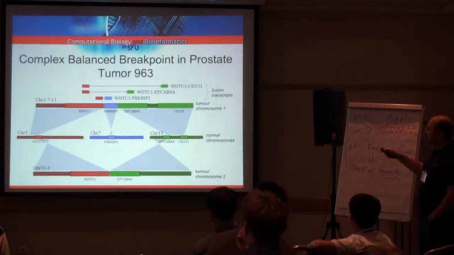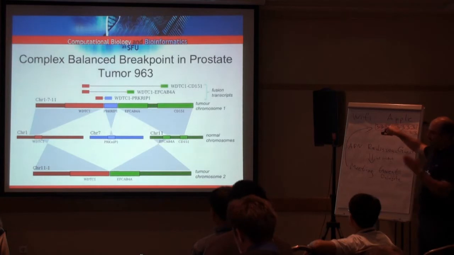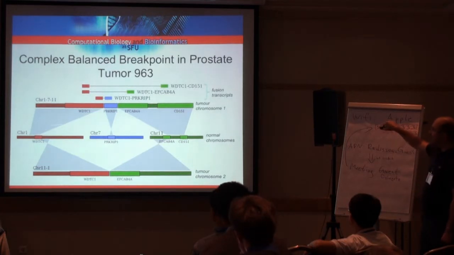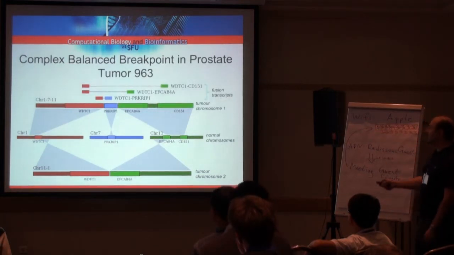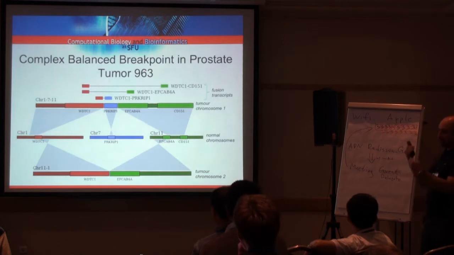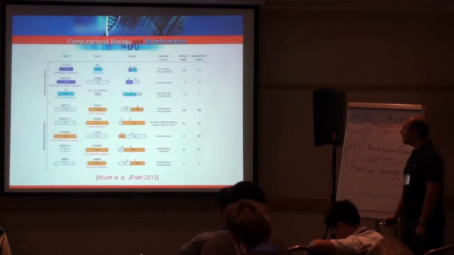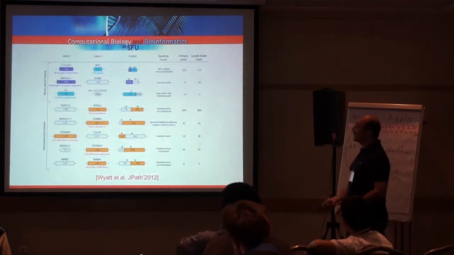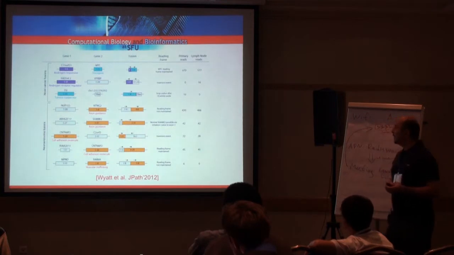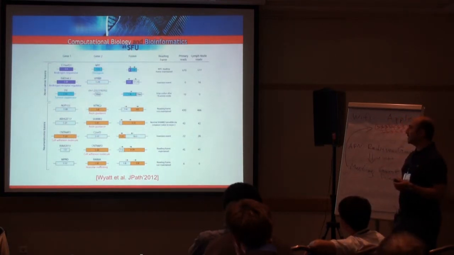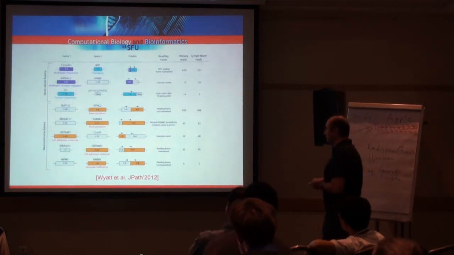More interesting pictures involve not a single breakpoint, but multiple breakpoints per loci. Again, this is a case in which 3 chromosomes were involved, but the transcript products involve pieces from each one of the 3 chromosomes. And so on and so forth. There are quite a few complex rearrangement cases that we have been able to observe.